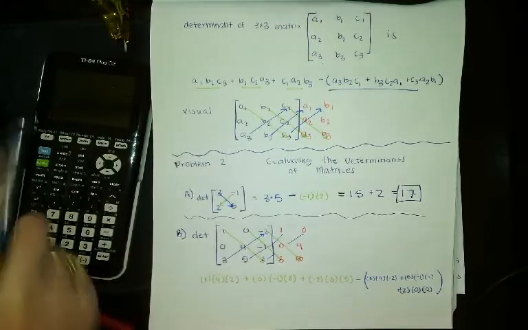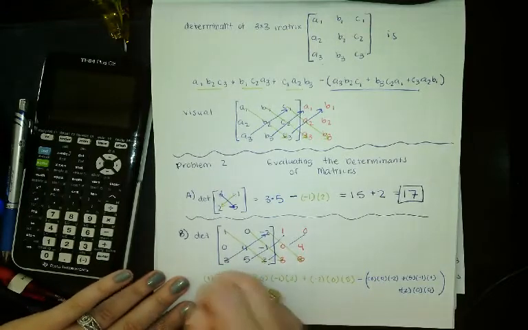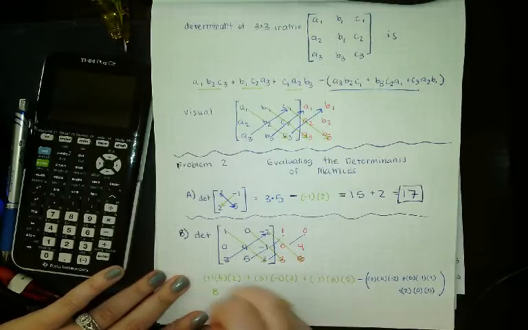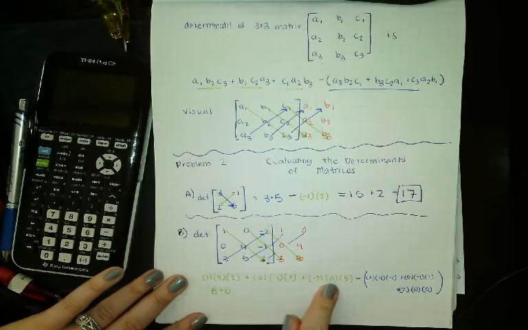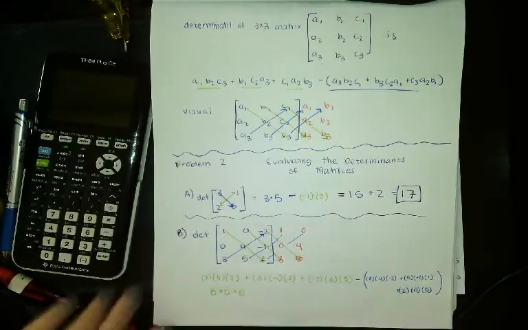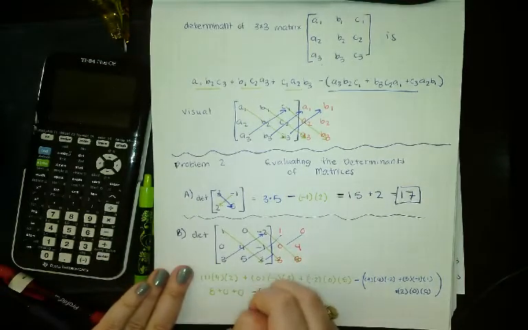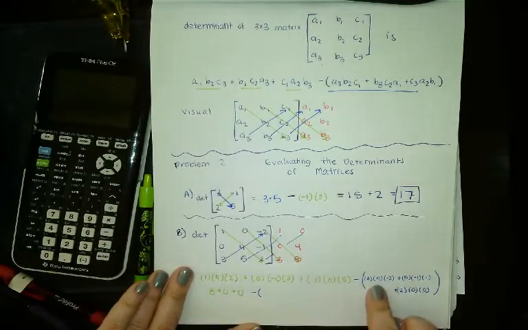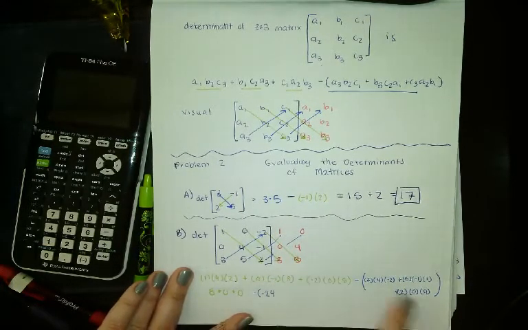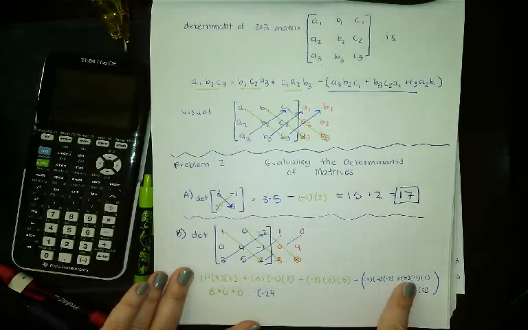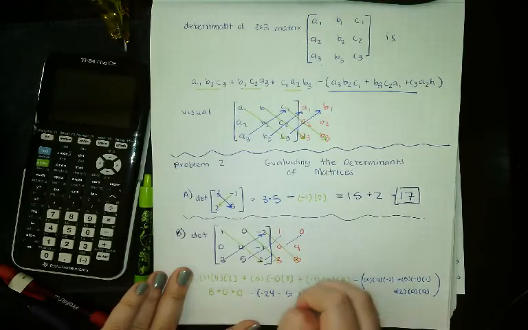So now, 1 times 4 is 4 times 2 is 8. 0 times anything is 0, so plus 0. -2 times 0, so that's plus 0. And then I'm going to have a minus in parentheses here. 3 times 4 is 12 times -2 is -24. 5 times -1 is -5 times 1 is still -5. 2 times 0 is 0 times 0 is still 0.